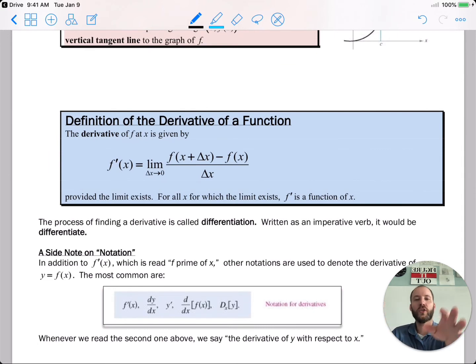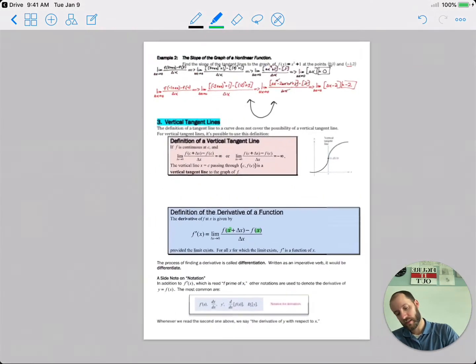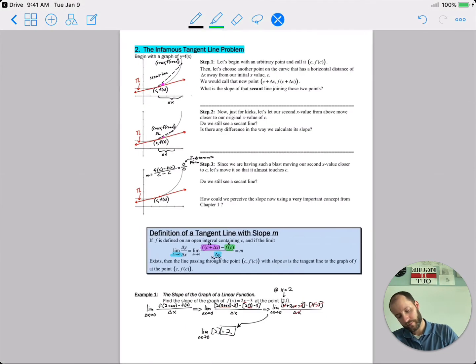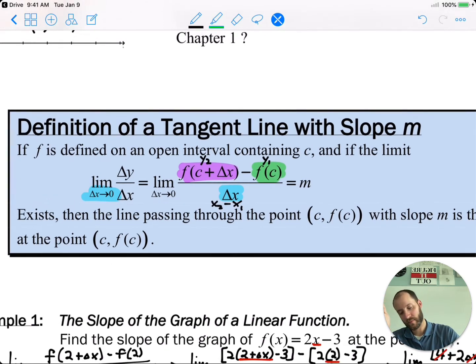So you'll notice in this definition we have f of c. We have f of x plus delta x. We have minus f of x. Over here, the definition of a tangent line with a slope had f of c plus delta x minus f of c. So at a specific point, c.